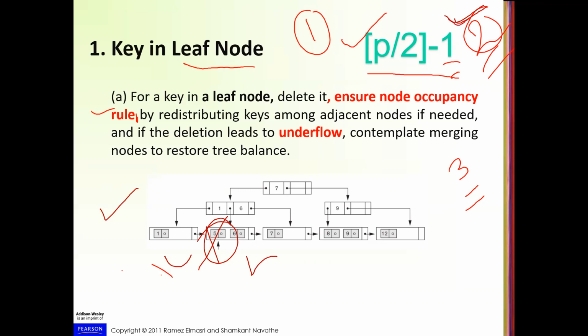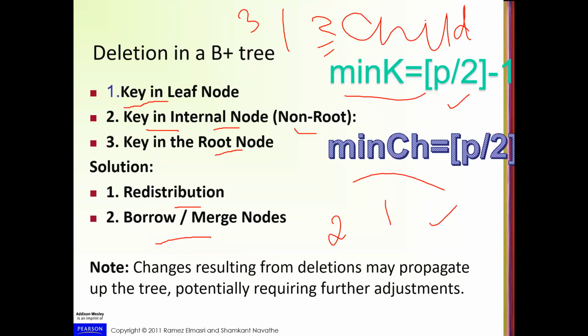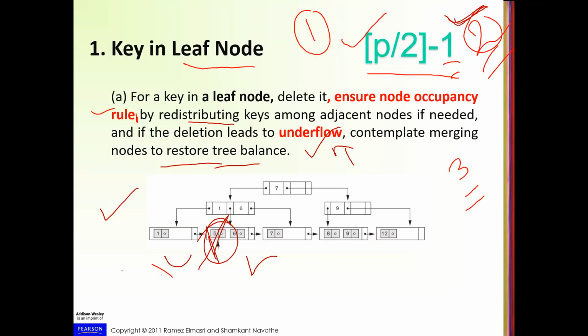Just check that if the node has the maximum values inside it, and you are supposed to delete one key from it, then just delete it. This is a simple deletion. We don't have to check for redistributing or merging to restore the tree balance, because the node is not underflowing. If and only if there is an underflow, then we use one of these solutions, borrowing or merging or redistributing. In this case it is simple, we just delete it.